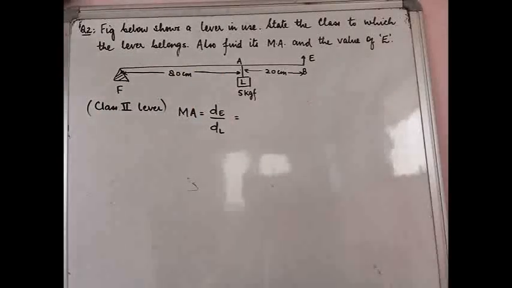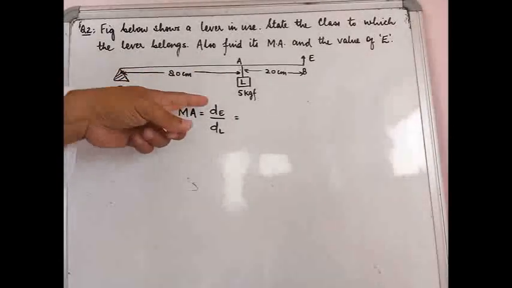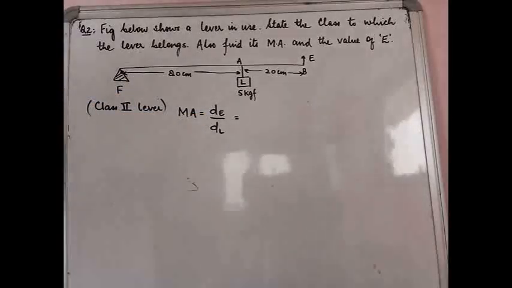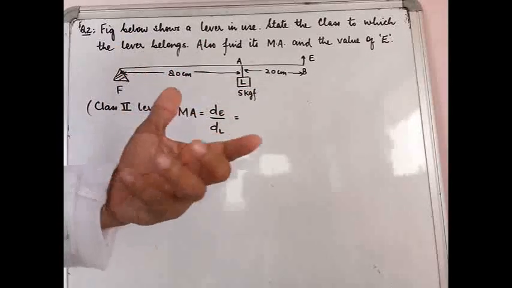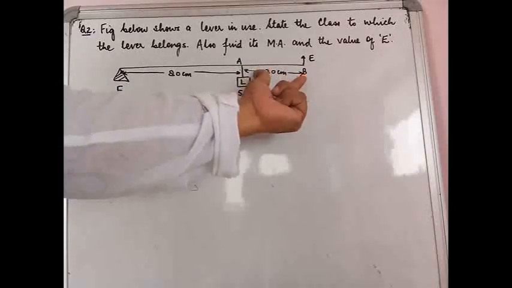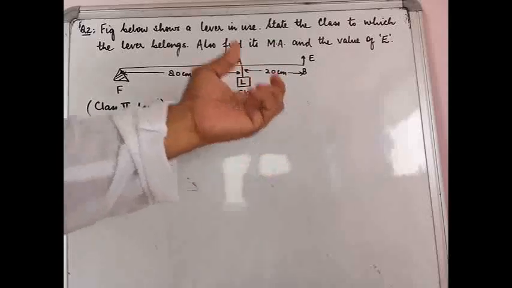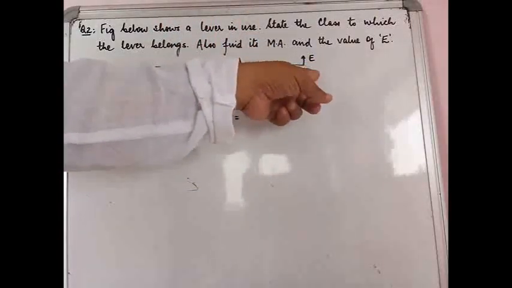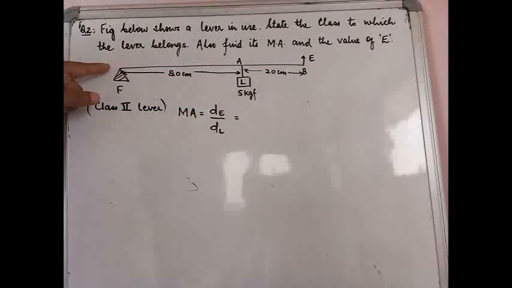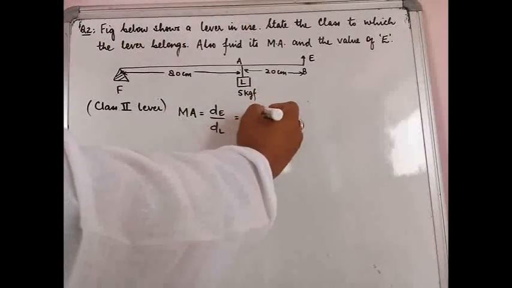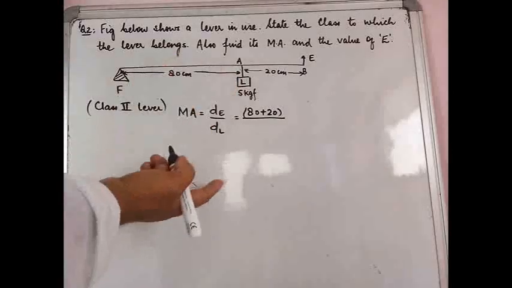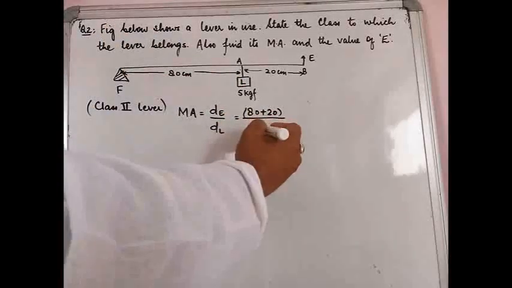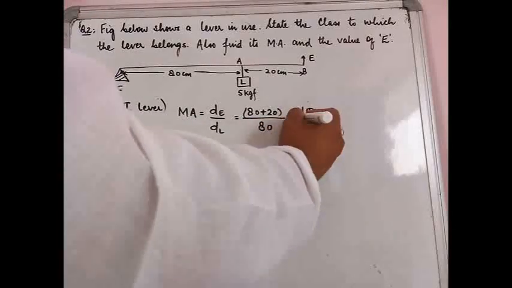The only thing left for you to identify very carefully is the value of dE and the value of dL. Here you have to be a little careful, because some students, as a matter of habit, take this to be dE. This is not dE, because by definition dE is the effort arm and it stretches from the point of application of effort right up to the fulcrum. So this entire length is your dE. So 80 plus 20 will give you the dE value, divided by dL. Now dL is the load arm, the distance from the load up to the fulcrum, which is 80. So this becomes 100 upon 80.